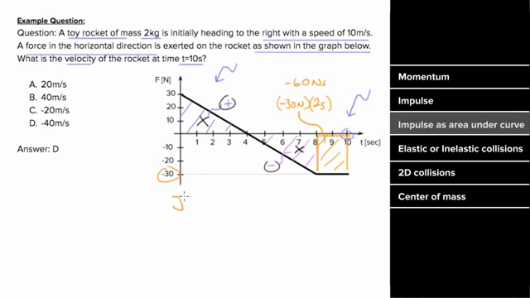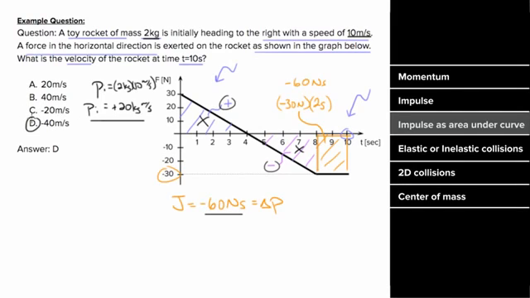So if the impulse on this object is negative 60 newton seconds, that's going to equal the change in momentum of that object. How much momentum did this object start with? The initial momentum of this object is going to be 2 kilograms times the initial velocity, which was 10 meters per second to the right, which is positive 20 kilogram meters per second. So if the initial momentum of the rocket is positive 20 and there was a change in momentum of negative 60, the final momentum just has to be negative 40.